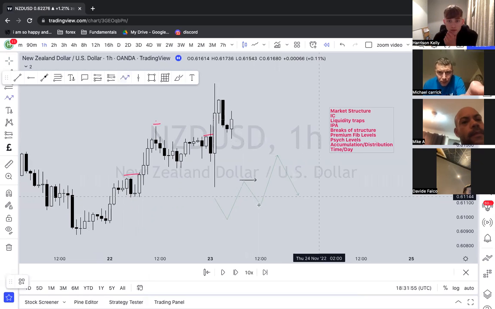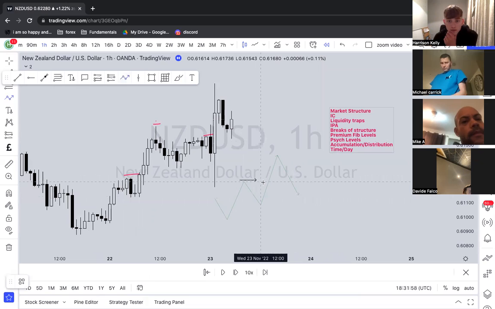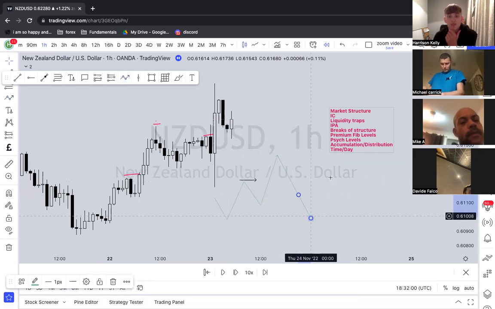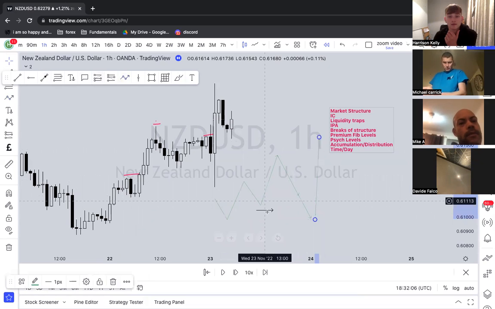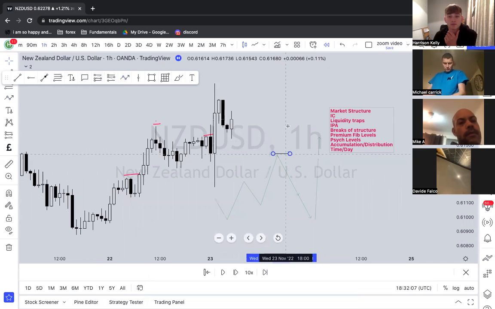So until this high gets broken, this is the breaker structure. So if that goes like that, this is the breaker structure. And then if it goes up, that's the breaker structure. This is super simple, but it's also complicated if you don't understand it.